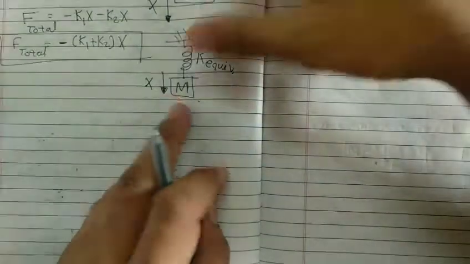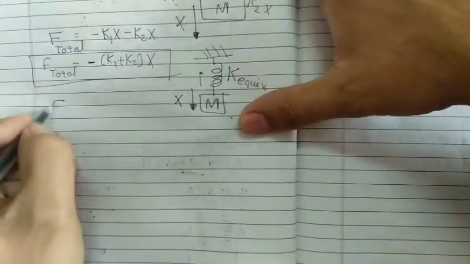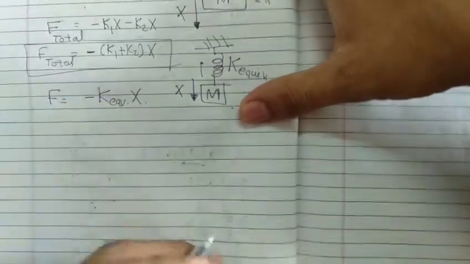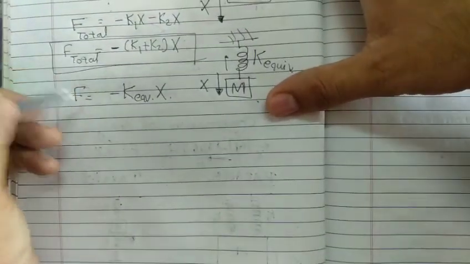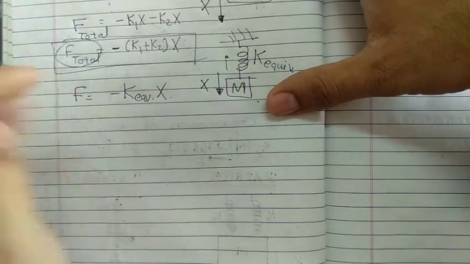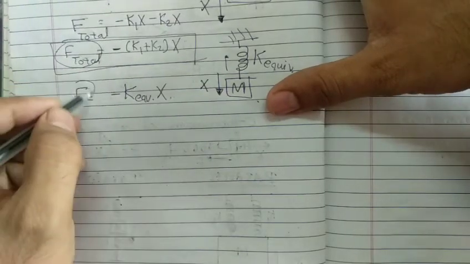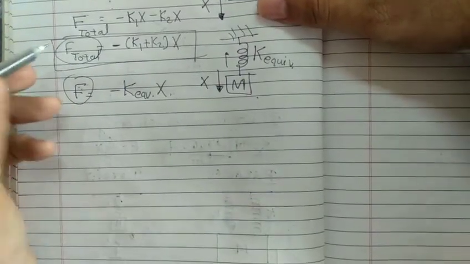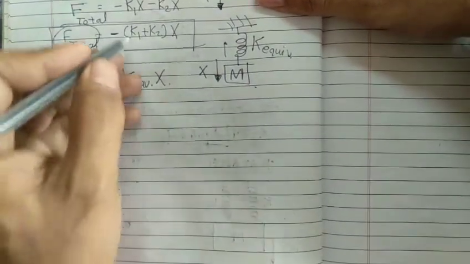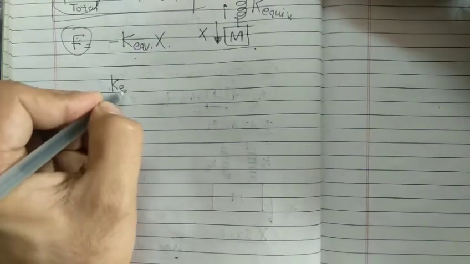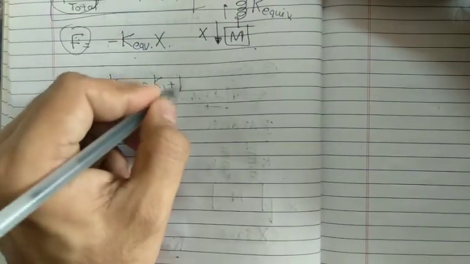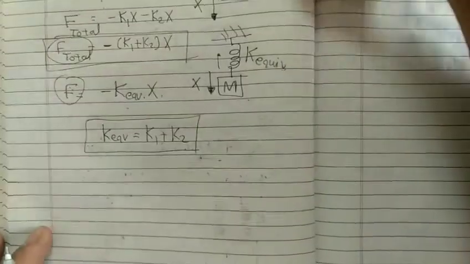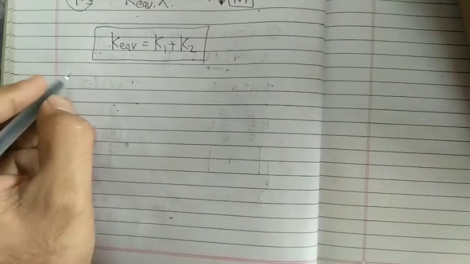So for this block, I can say the restoring force will be minus K equivalent into x. If you compare these two, this force is produced by the two springs together, and this is the force produced by the equivalent spring. If you compare, these forces have to be the same. On comparison you can get that K equivalent must be K1 plus K2, right? So this way we can prove it. This is called springs in parallel combination. I hope it's clear to you.